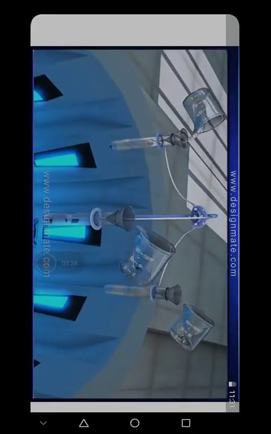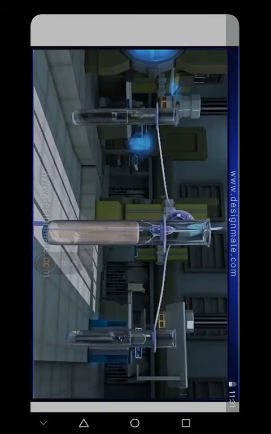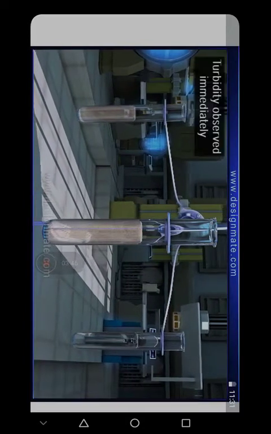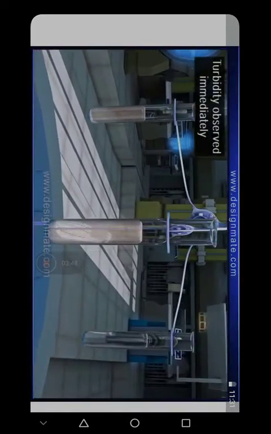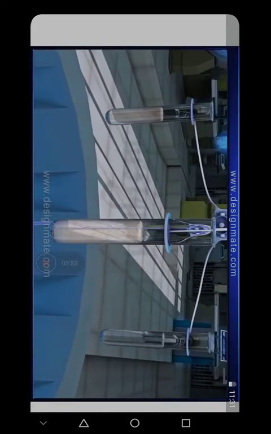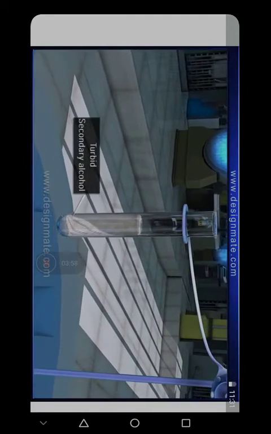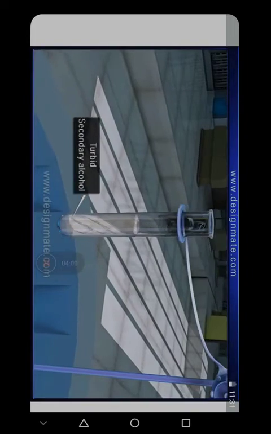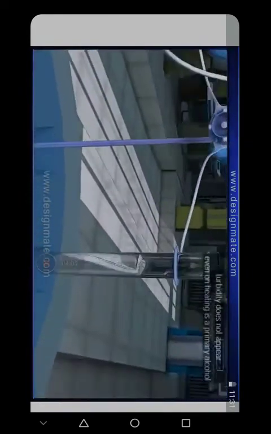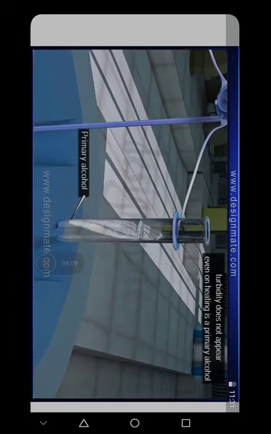Now add the Lucas reagent to the three given solutions and measure the time required for them to turn turbid. The test tube in which turbidity is observed almost immediately contains a solution of tertiary alcohol. The one in which it takes some time for the solution to get turbid is a solution of secondary alcohol. While the one in which turbidity does not appear even on heating is a primary alcohol.